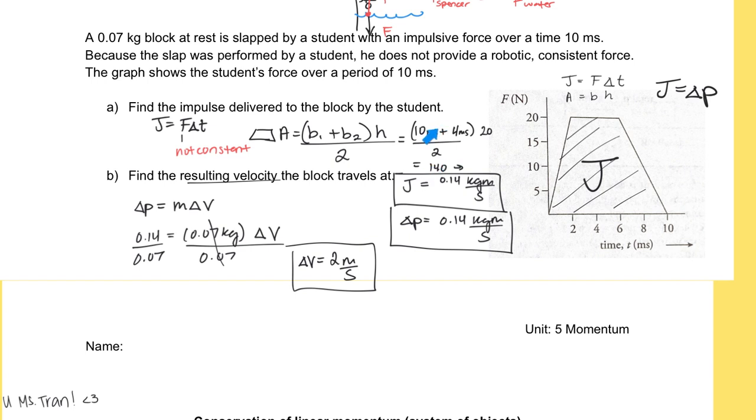But as you can see here, we use milliseconds. We want to convert it to seconds. So we're going to move the decimal 3 places to the left, and you will get 0.14 kg·m/s, which will always also be the change of momentum. So if we want to find a velocity, then we need to use our p equals mv equation. So that's going to be 0.14 equals 0.07, that's given to us, times velocity. So velocity will be 2 meters per second.